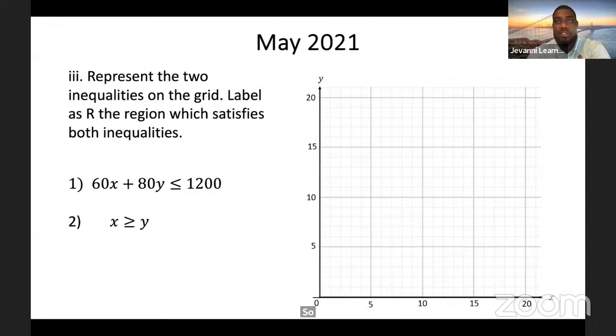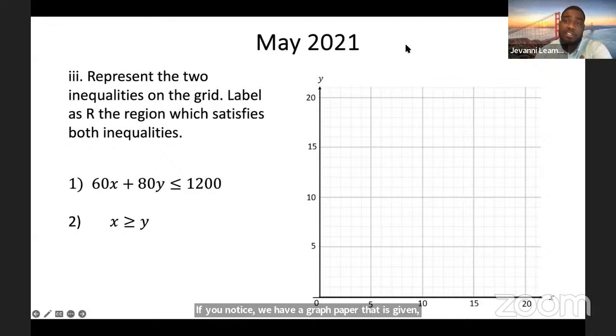So if you notice, we have a graph paper that is given, right? At times you might see a graph paper that's already labeled X and Y, and I have the values. Now what do you notice on the graph that they gave you? Anyone?